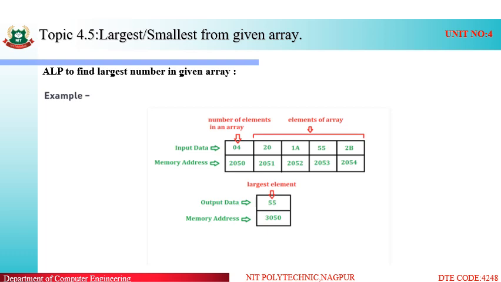So which will be the largest number? 4, 20, 1A, 55 or 2B. Which will be the largest number? 55 will be the largest number. So our assembly language program should get 55 as the largest number, and it should give the similar output in the output screen.